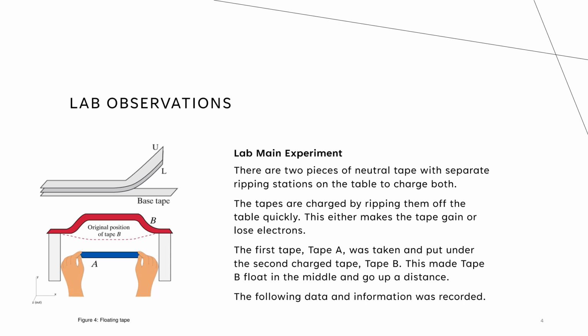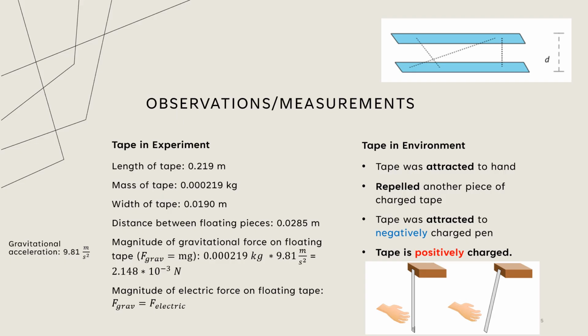The first tape, tape A, was taken and put onto the second charged tape, tape B. This made tape B float in the middle and go up a distance. The following data and information is recorded. These are the observations and measurements.